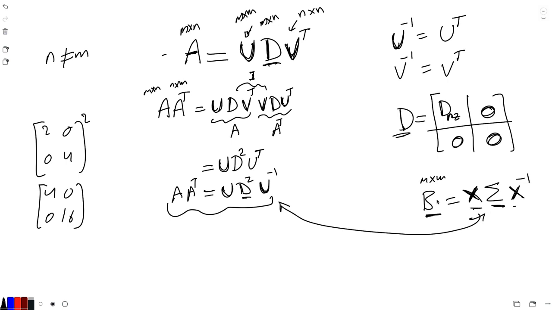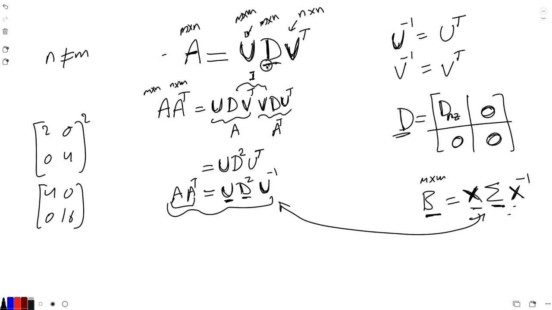Actually they have a similar structure, which means that U is a matrix where the columns are the eigenvectors of A times A transpose, and of course this is the inverse of U, like this one. Also, D square contains the eigenvalues of A times A transpose. So the diagonal elements in this D square are the eigenvalues of what? Of A times A transpose.